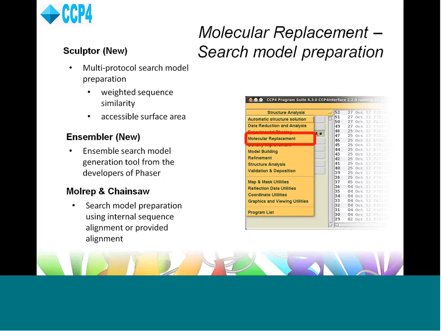As well as these, we have MolRep and Chainsaw, which can also be used for preparing models. With MolRep, you give it your model and it will do a sequence alignment internally and then prune your model based on that alignment. With Chainsaw, you can give the alignment too. So you can generate an alignment from somewhere else and give it the alignment, and it will prune the side chains of your model based on the alignment.